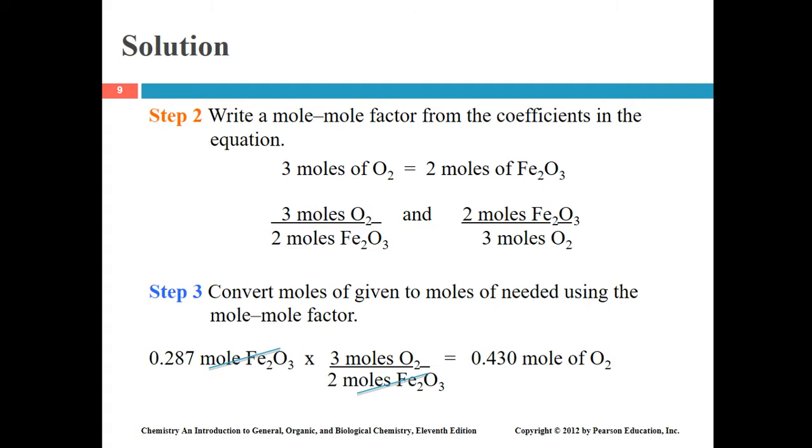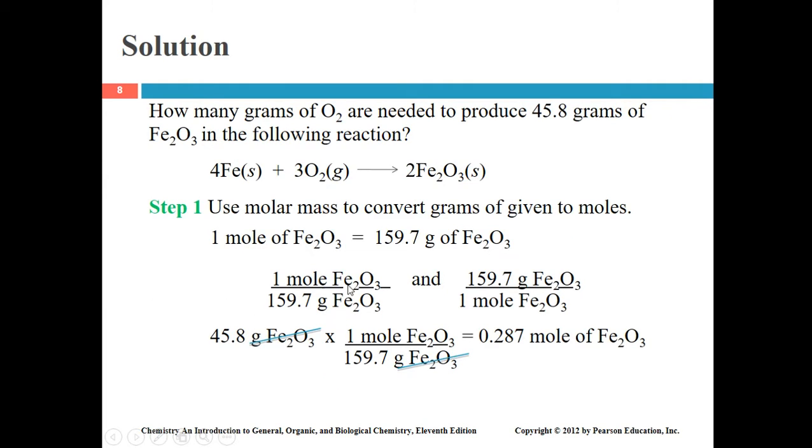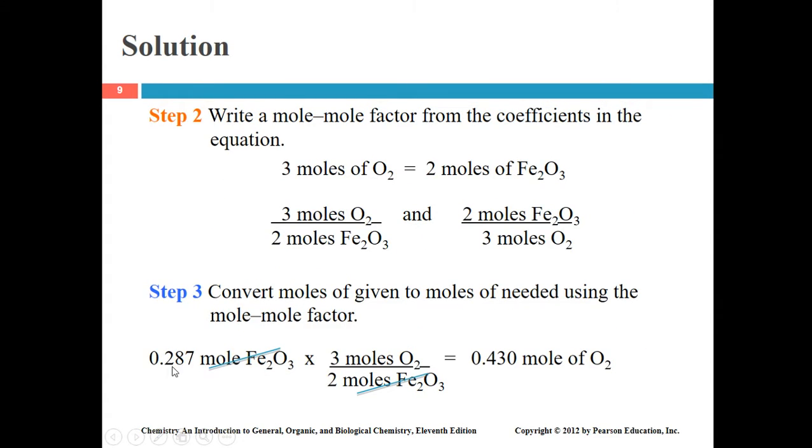So then you go, well, which one's going to be on top? Well, look to see. Let's actually go back to step 1 for a second. You will notice we were at 0.287 moles of Fe2O3. So as we continue, 0.287 moles of Fe2O3, when we're using our mole to mole ratio, the moles of Fe2O3 must be on the bottom so that the label cancels out. So then we're going to go 0.287 times 3 over 2, and we're going to get 0.430, and the label that's left is moles of O2.